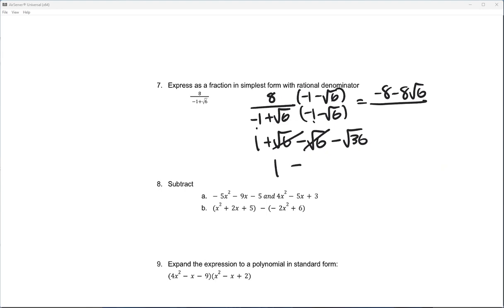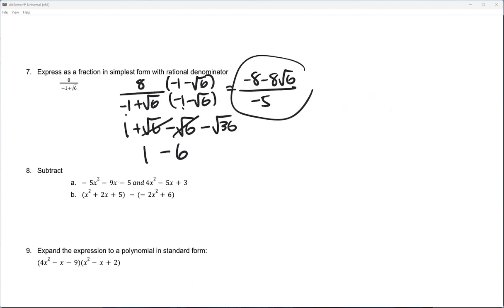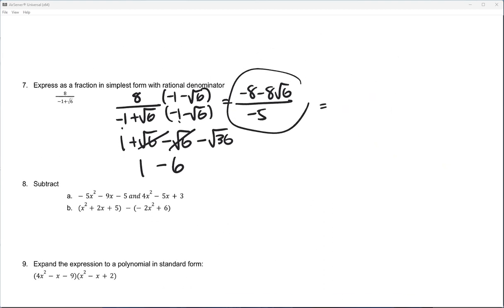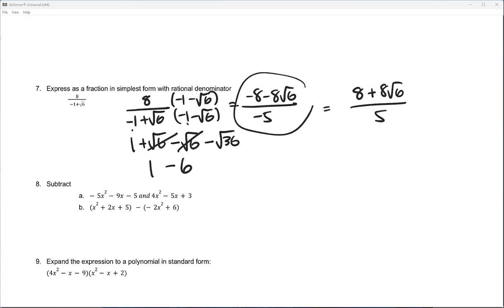You can leave your answer this way, or actually, if I get rid of the negative in the bottom and simplify as much as possible, it would be 8 plus 8 radical 6 over 5. Okay, I'm changing all the signs here, multiplying the top and bottom by negative 1, or dividing everything by negative 1. All right.